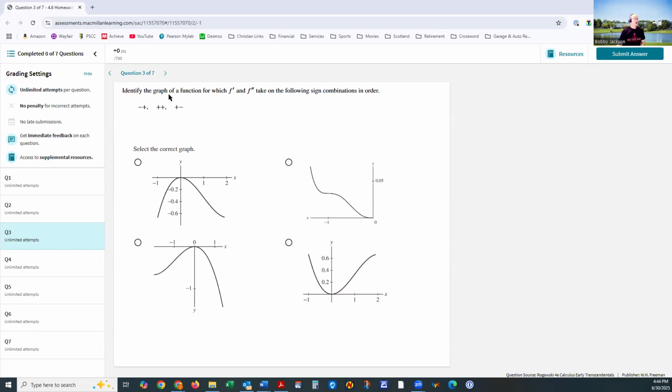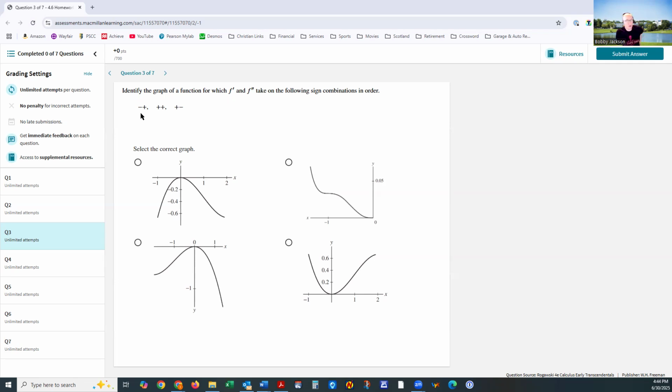So identify the graph of a function for which f prime and f double prime take on the following sign combinations in order. So the minus plus here means that the function first starts going from left to right as a derivative that is negative, second derivative positive. Then it changes to what? First derivative being positive, second derivative still positive as we move from left to right. And then first derivative staying positive, second derivative changes to negative. So as we move from left to right, let's take a look at these.